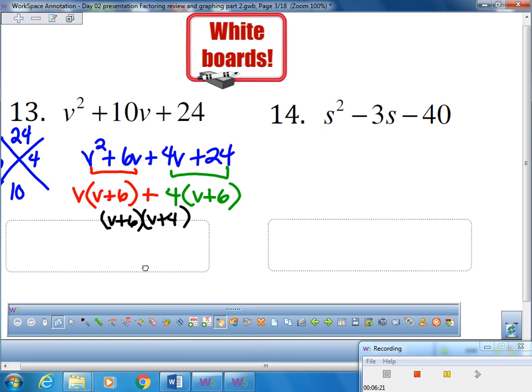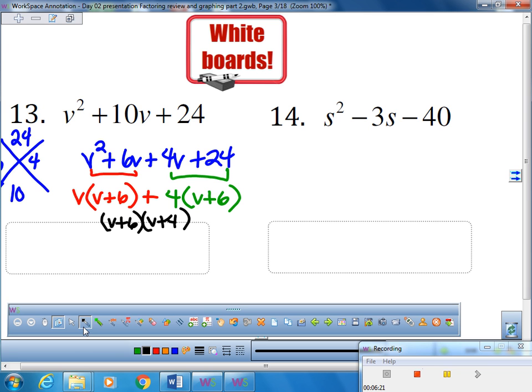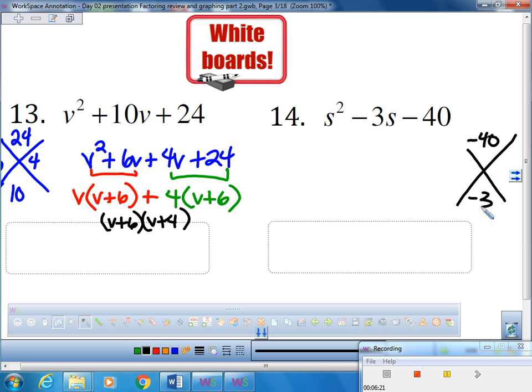All right, so I'm just going to do the little V thing over here. So we're talking about factors. I've got 1 times negative 40 is negative 40, and I've got a negative 3. So I have to think about what two numbers, when I multiply, make negative 40.